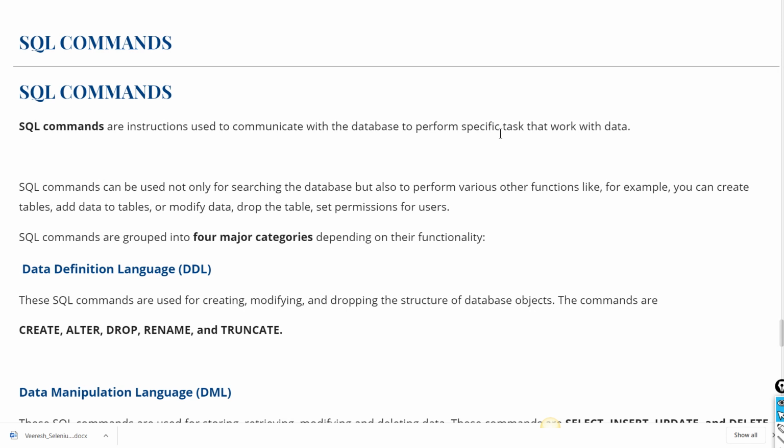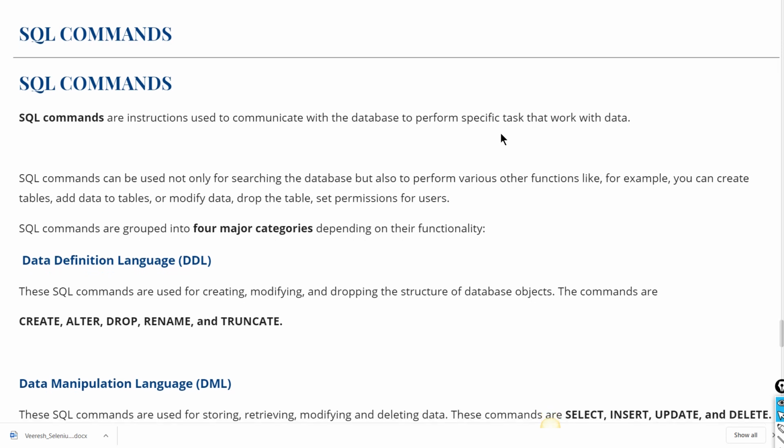What are the tasks here? Adding values, inserting values, creating tables, deleting tables, dropping tables, dropping columns, truncating, modifying constraints, and modifying the size. These are the tasks we perform. There are so many tasks here, right? And adding one more column to the table. These are the tasks, right? So SQL commands are instructions used to communicate with the database to perform specific tasks that work with data.